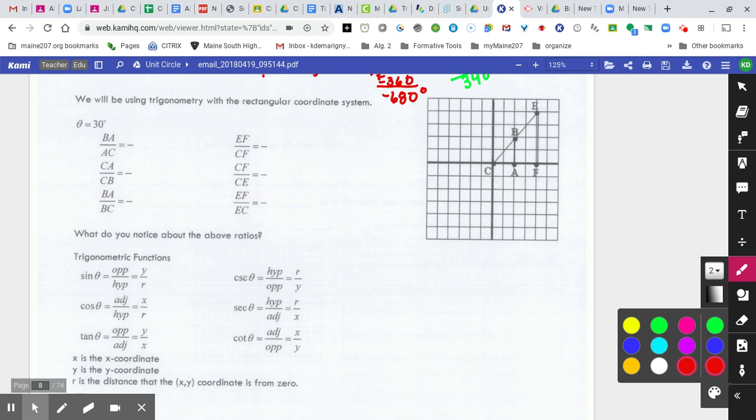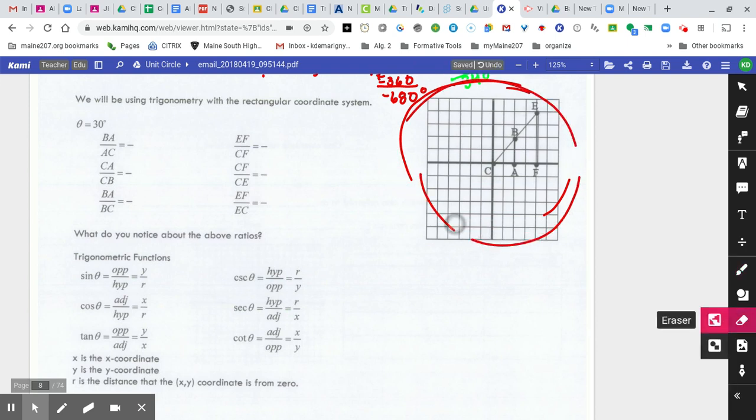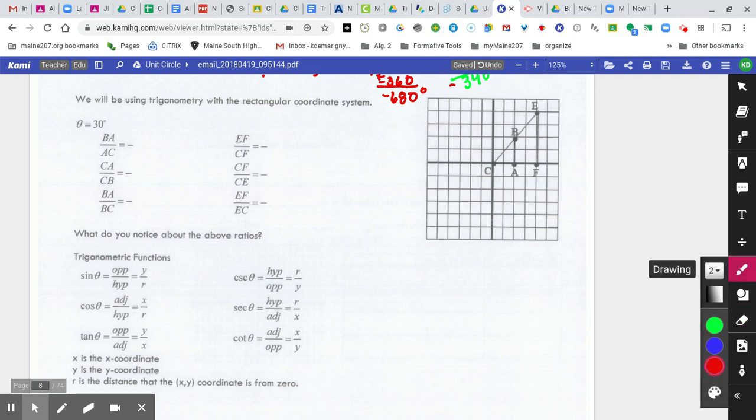So here's what we're using it for, just the very basics. We'll be using trigonometry with what is called the rectangular coordinate system. So all that means is you're going to be using this coordinate system, and I'm going to erase all that. We're going to be using that coordinate system in order to draw what are called reference triangles, so that we can do some calculations.